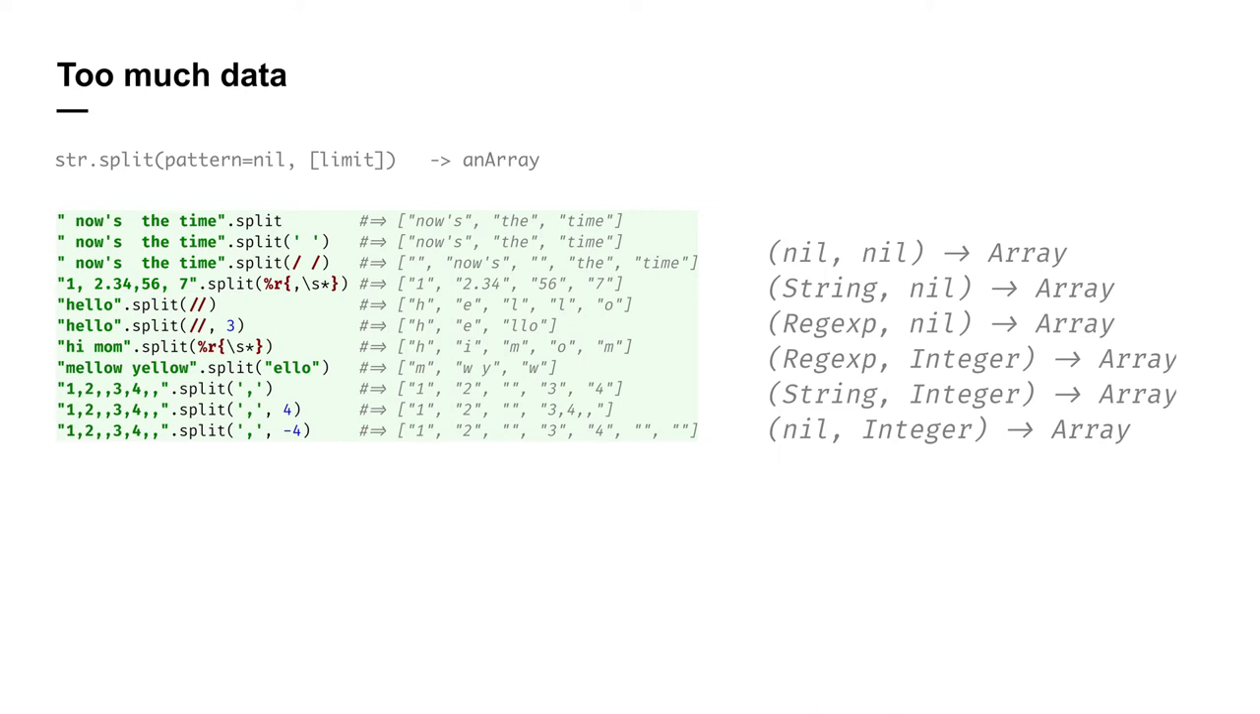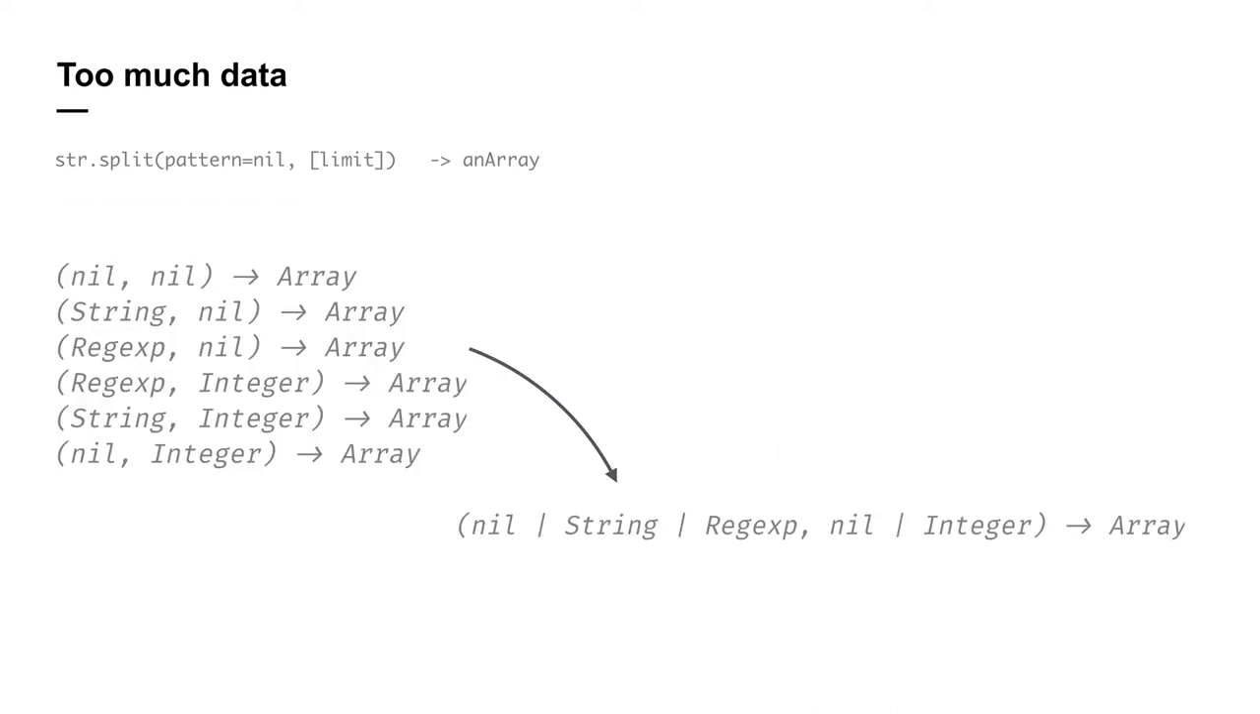Let's consider the example of the split method of the String class. The list on the left is taken from the documentation and is quite an exhaustive example of its usage. And let's transform it, like we did in the previous stage, to type contracts. We have no duplicates on the right, but still it's quite a big list. Can we do better? Of course we can.